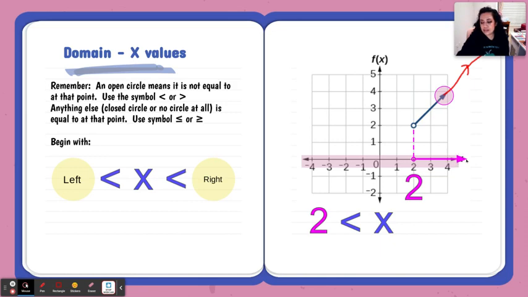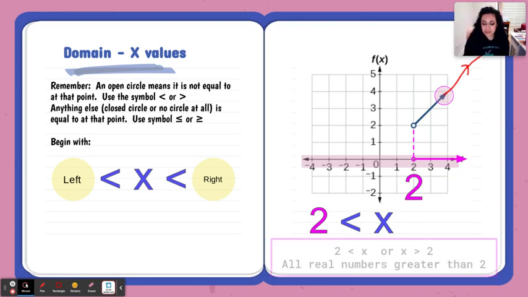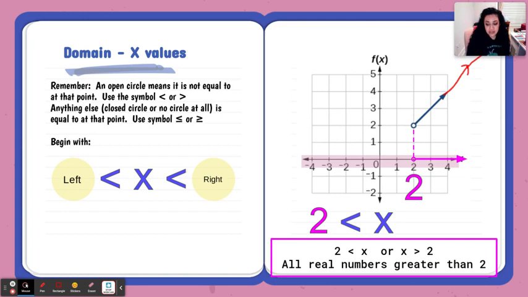I brought an arrow down here because it's going to go on forever in the positive direction after the number 2. So we would write this as 2 is less than x, or more commonly you'll see it as x is greater than 2. The great mathematicians always put the variable first if it's just a variable and a number. Another way you'll see this written in words is all real numbers greater than 2.